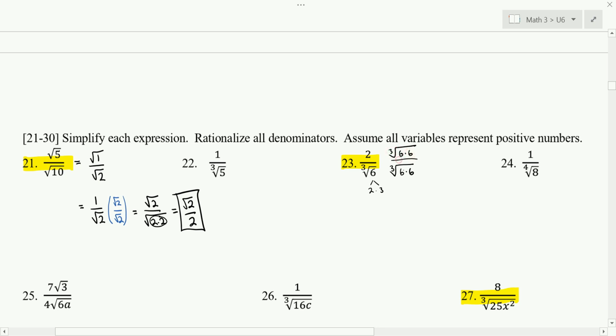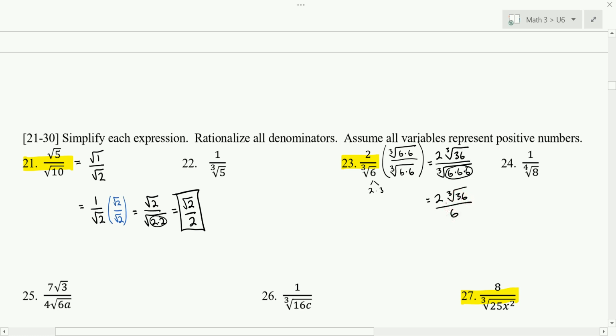And whatever I multiply the bottom by, I'm going to multiply the top by, so that this second fraction is equivalent to 1. So we're multiplying our first fraction by 1, which does not change its value. So we get 2 cube root of 6 times 6, which is 36, divided by the cube root of 3 6's. We have a set of 3 there, so that is 2 cube root of 36 over 6.